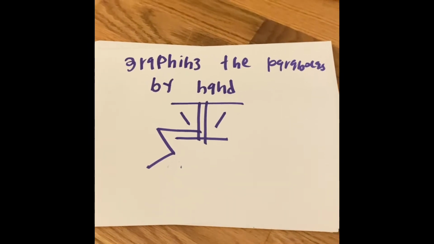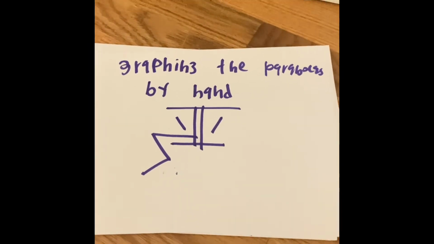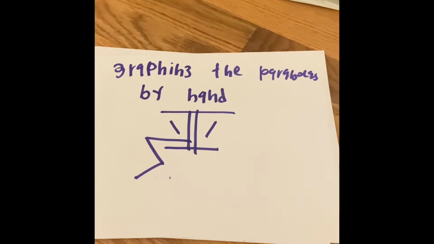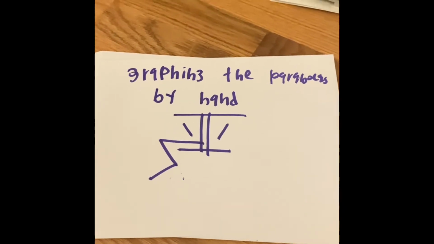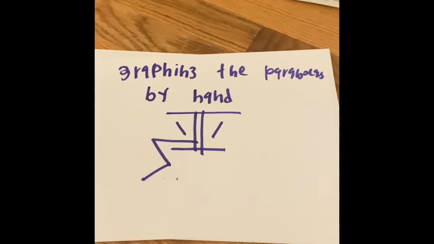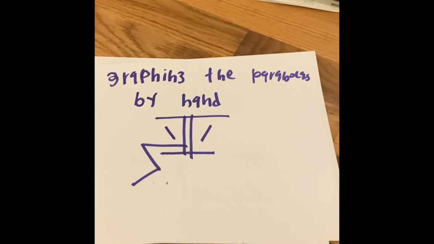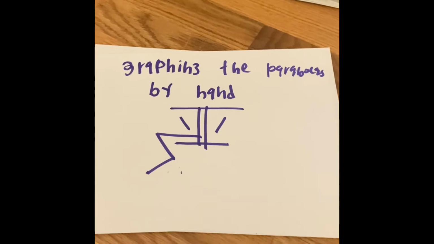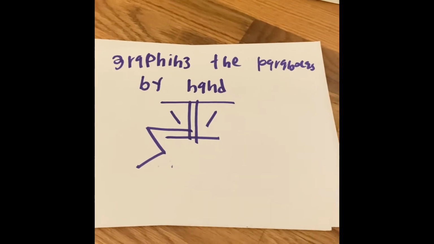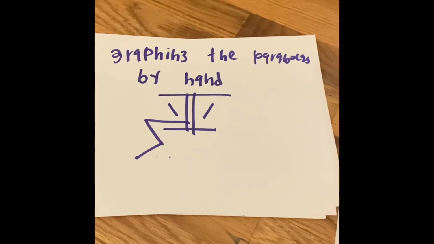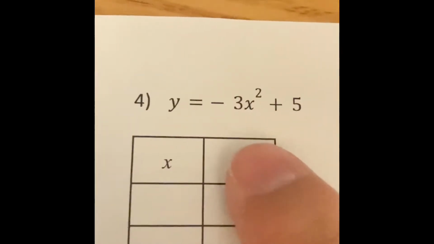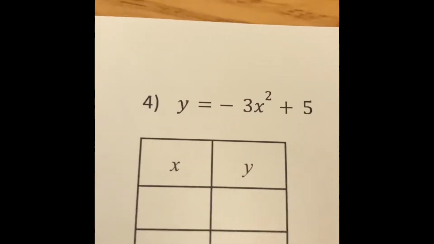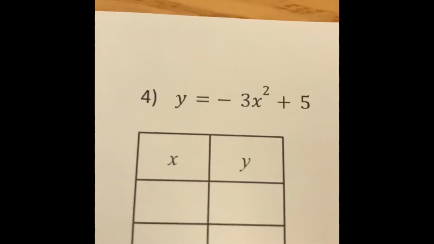Hey, Parabolas math industry, and we are going to be graphing parabolas by hand. In the previous videos we have been graphing them on a computer, but it's sometimes a good idea to review them and understand how to graph them manually. So what we're going to try and graph is the parabola y equals negative 3x squared plus 5.